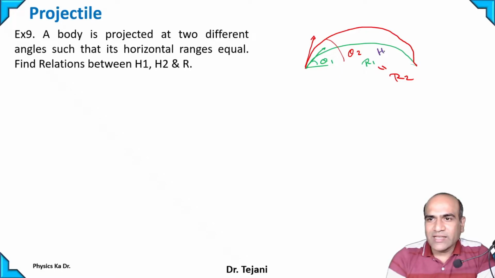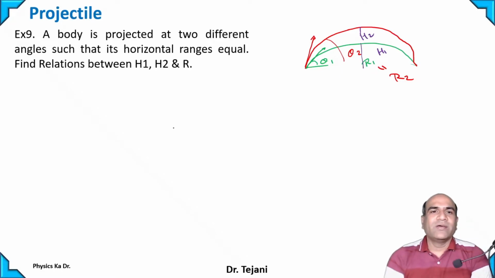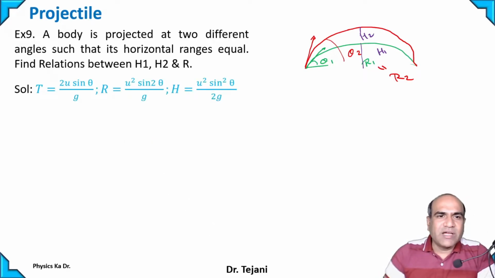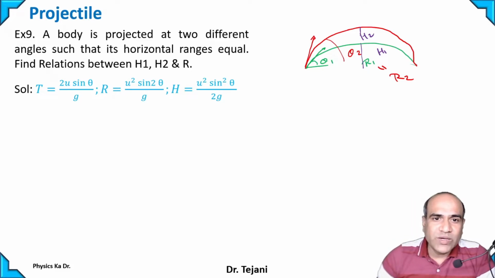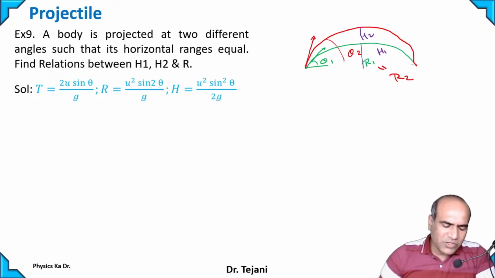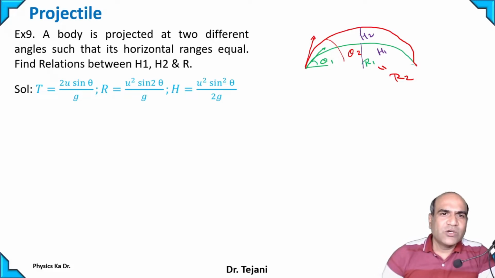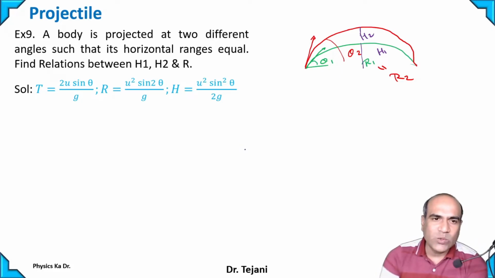So the first one has H1, the second one has H2 height. So we have the equations: T is equal to 2U sine theta by G, R is equal to U square sine 2 theta by G, H is equal to U square sine square theta by 2G. You have to remember these equations. You have to repeat these equations many a time, and you will remember.